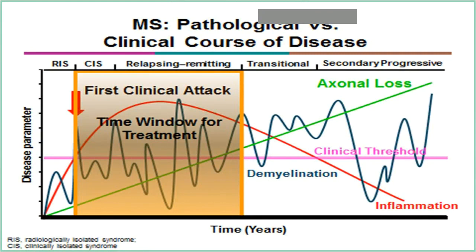As you see, that area is highlighted as a time window for treatment. Inflammation is certainly greatest in the earlier years of multiple sclerosis. So that's when we want to be most assertive, most aggressive with our treatments, to prevent permanent damage early on in the disease course.